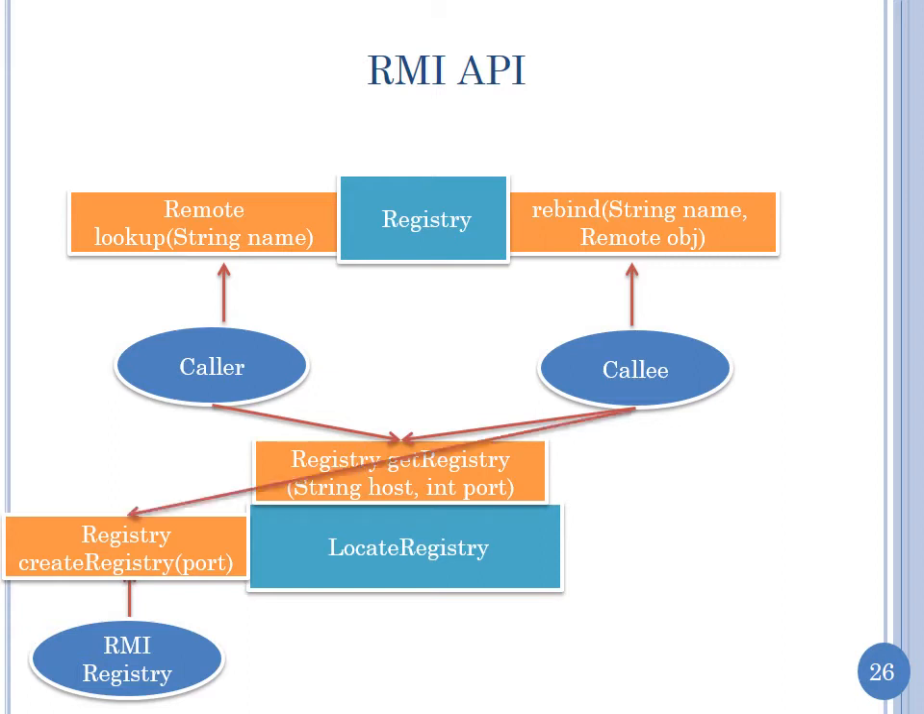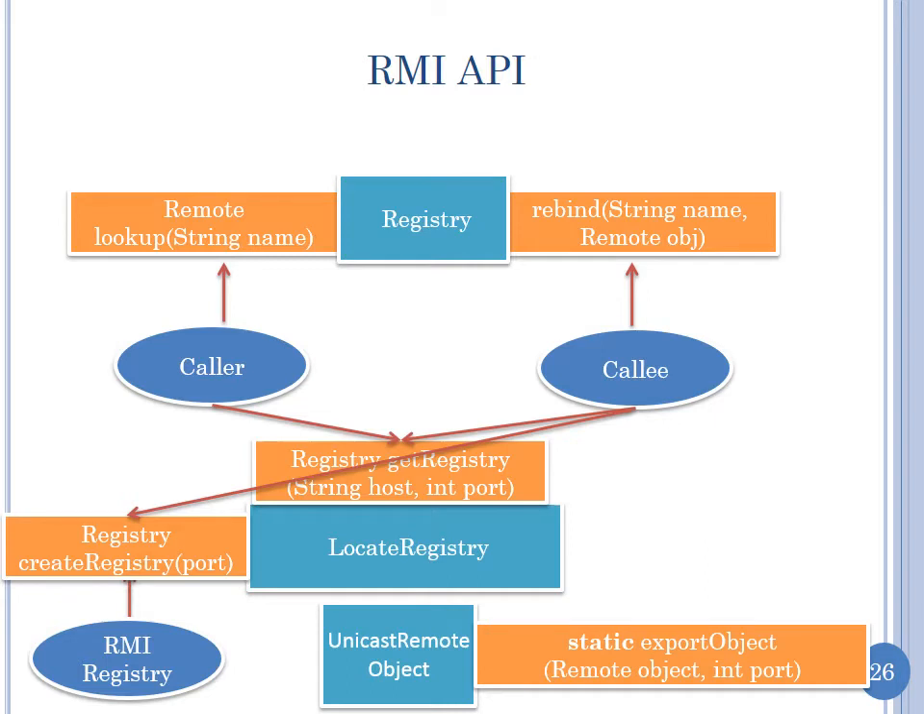Okay, and in your assignment 3, the callee needn't do a get registry; it can create the registry by just becoming itself the RMI registry process. Okay, that's the situation in RMI. And before you rebind an object, if you want a proxy, you do an export of the object, and that's where the unicast remote object comes in.